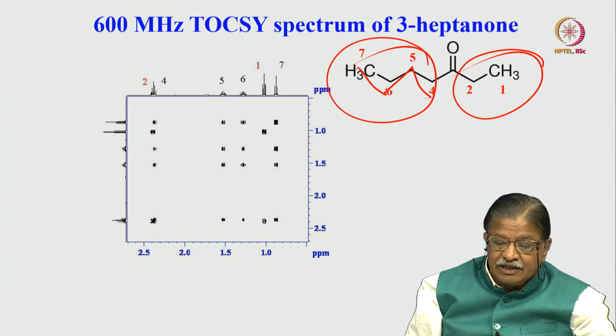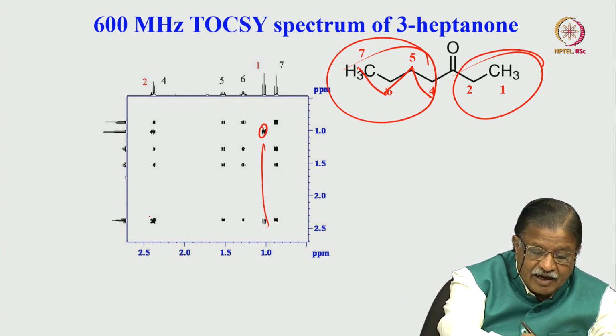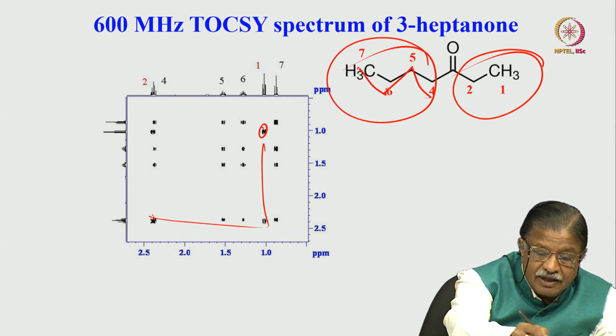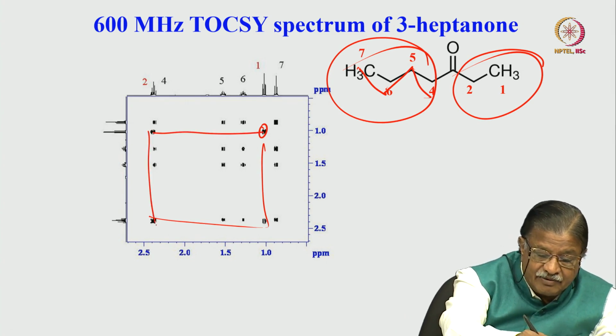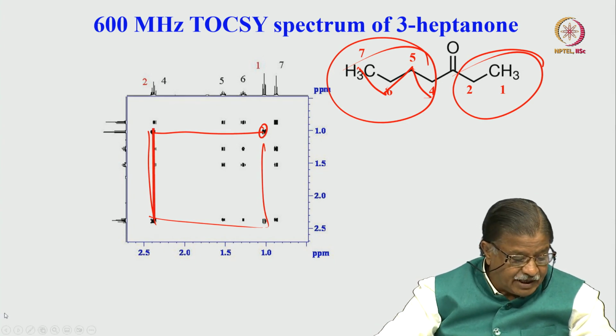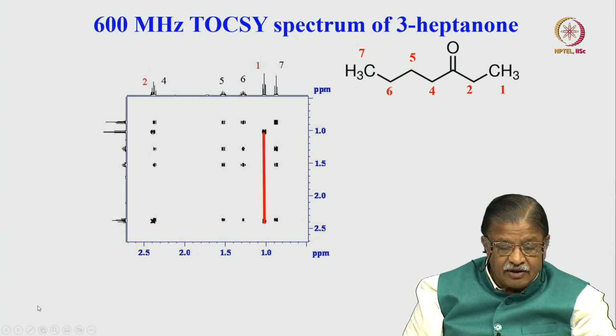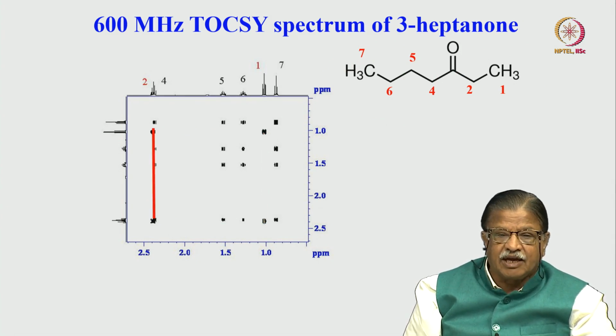Start like this. Now this is the group. Only there are two peaks here. Start here, come here, go here, and then go here. You are completing the square. How many? There are only two things which are coupled here. Whether you go vertically or horizontally, you will see 1 and 2. Only two things are coupled.